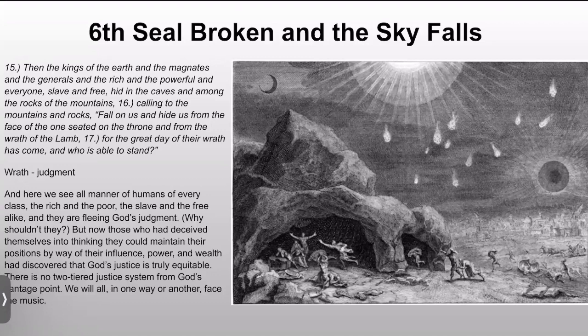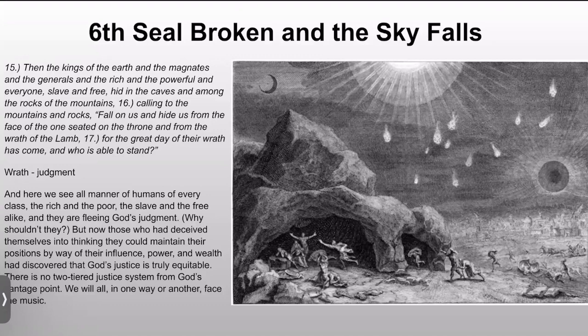Now, this day of wrath in Hebrew apocalyptic tradition is the day of judgment, where God will fairly make an account and restore and judge. And here we see all manner of humans of every class, the rich and the poor, the slave and the free alike, and they're fleeing God's judgment. And why shouldn't they? I suppose I would too.